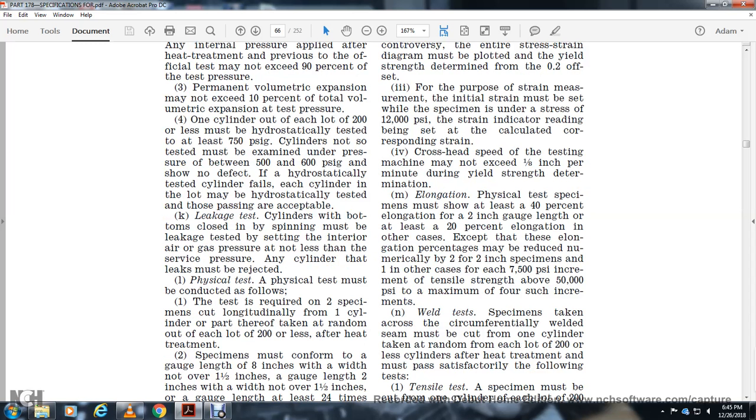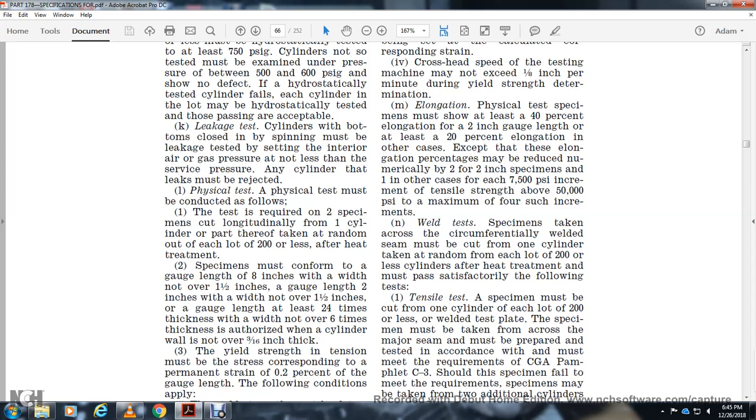The weld test specimen on the cuff of the circumferential weld or seam must be coupled with one cylinder from each lot of 200 or less cylinders after heat treatment, and must pass a satisfactory bend test. A tensile test of the specimen must be coupled with one cylinder from each lot of 200 or less welds. The test plate with the specimen must be taken from the cuff of the major seam, prepared for the test according to the standard, and must meet the specific requirements of CGA pamphlet C3.